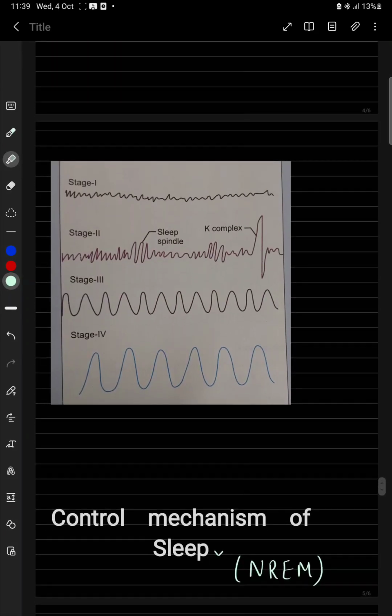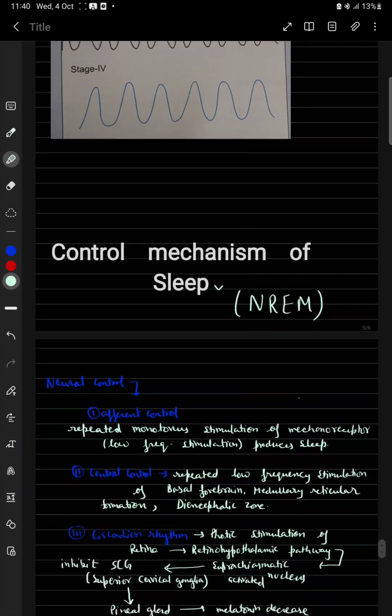Now see, this is the figure. You can see the stage 1, the frequency is very high. Stage 2, sleep spindles and K complexes are occurring. Sleep spindles are alpha-like waves. Stage 3, theta waves. Stage 4, delta waves. Stage 4 is for deep sleep.